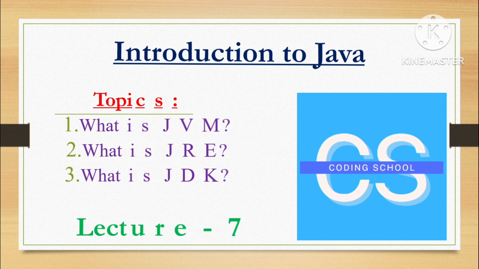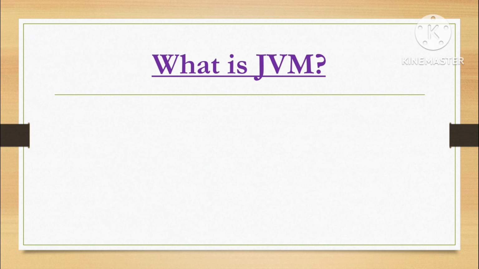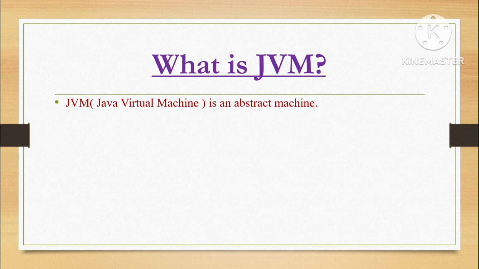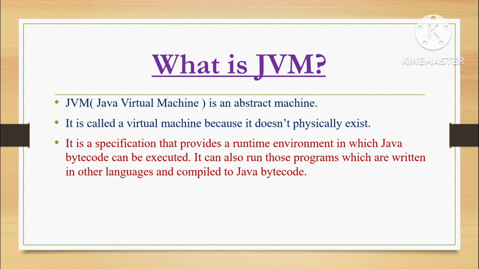So today we are going to study what is JVM, JDK and JRE. Let's see what is JVM. JVM stands for Java Virtual Machine and it is an abstract machine. It is called a virtual machine because it doesn't physically exist. It is a specification that provides a runtime environment in which Java bytecode can be executed. It can also run those programs which are written in other languages and compiled to Java bytecode.